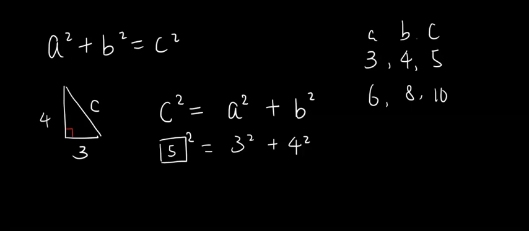Oh, what happened? Did you see from 3 to 6? We multiply by 2. 4 to 8, multiply by 2. 5 to 10, multiply by 2. What if we times 3 each one? Let's see what we have. 3 times 3, 9. 4 times 3, 12. 5 times 3, 15. How about let's play one more round.